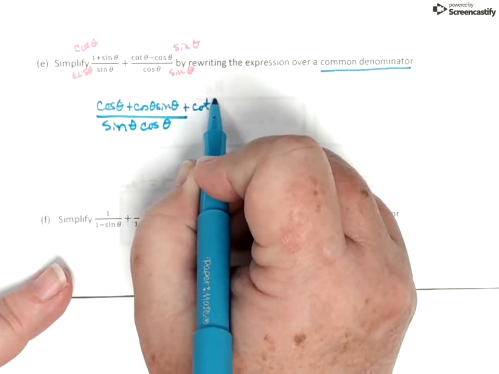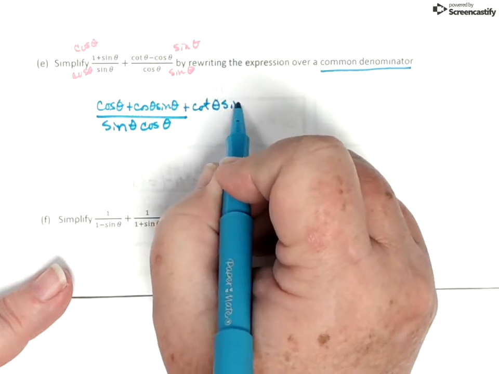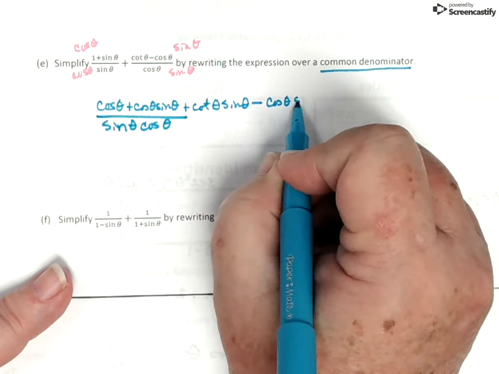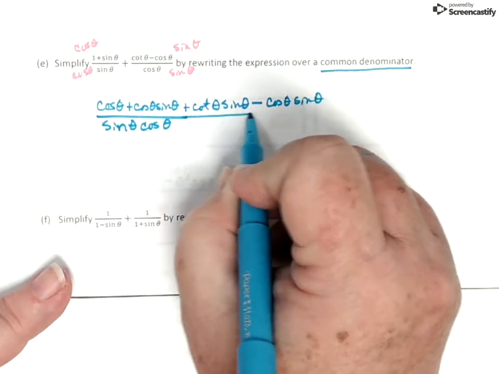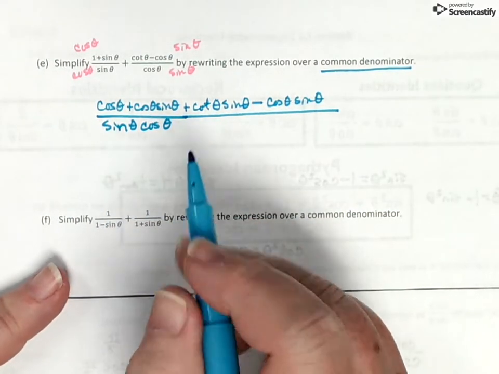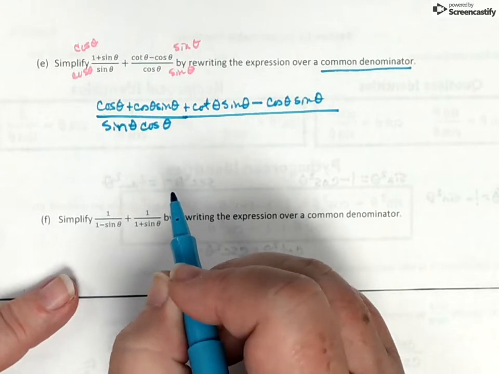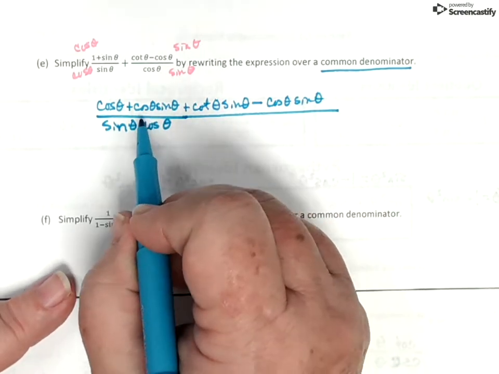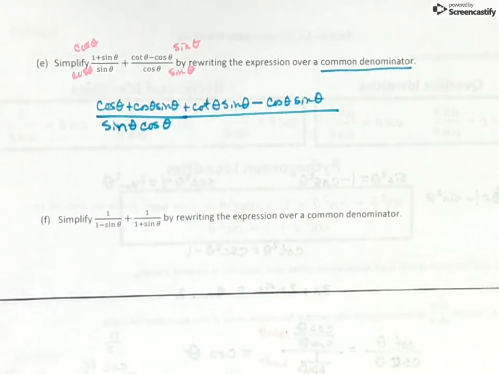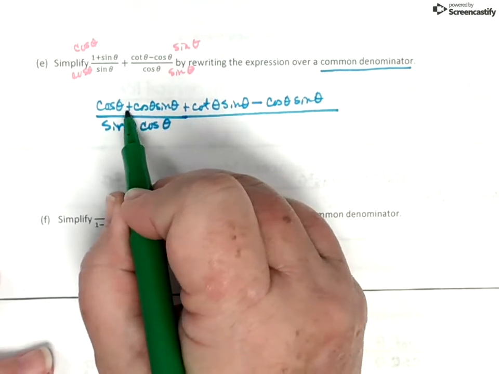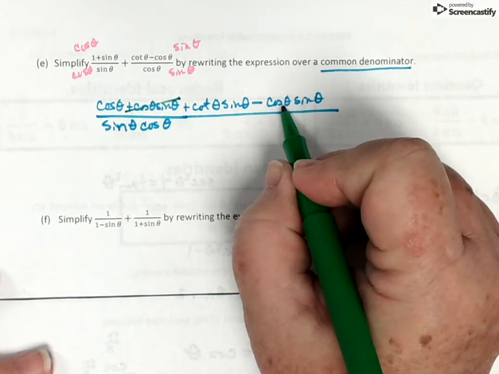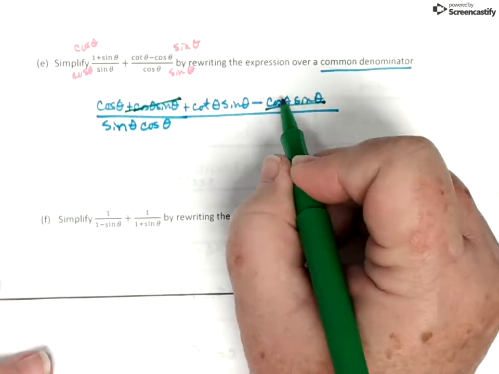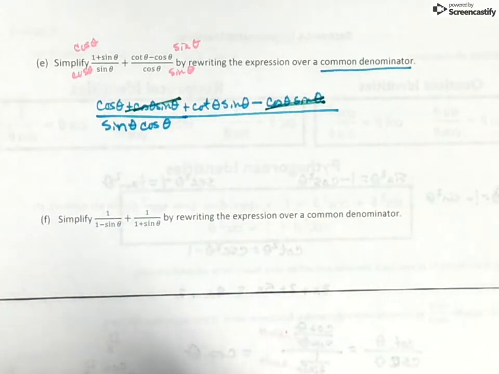cotangent theta times sine theta minus cosine theta sine theta. And all of that is over sine theta cosine theta. So now we're looking for anything we can simplify. I hope you recognize that they gave me a cosine theta sine theta that's positive and a cosine theta sine theta that's negative. Those are zero pairs. They can become zero, so we can cancel those out.